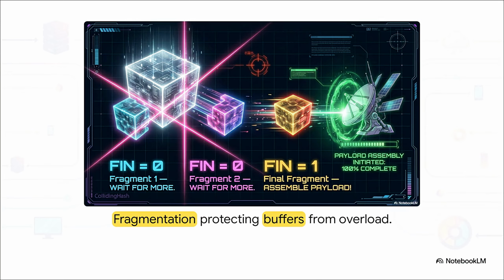Instead of sending one massive block of data and hoping for the best, we chop it up. We send fragment 1 with the FIN bit set to 0. That tells the receiver, hold on, wait for more. Fragment 2, FIN equals 0, wait for more. Finally, the last chunk is sent with FIN equals 1. That's the signal to the receiver to assemble the entire payload. This protects our system buffers and allows for the safe, gradual delivery of massive data streams.